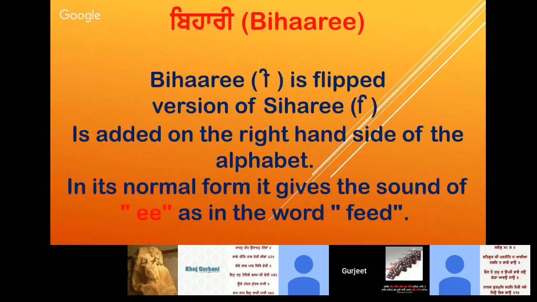Then we have Bihari. Bihari is also used smartly in all these Gurbani writings to indicate different forms of our verbs. Bihari is like a double E sound. It's a flipped form of Sihari. And let's see for what all purposes we use it.